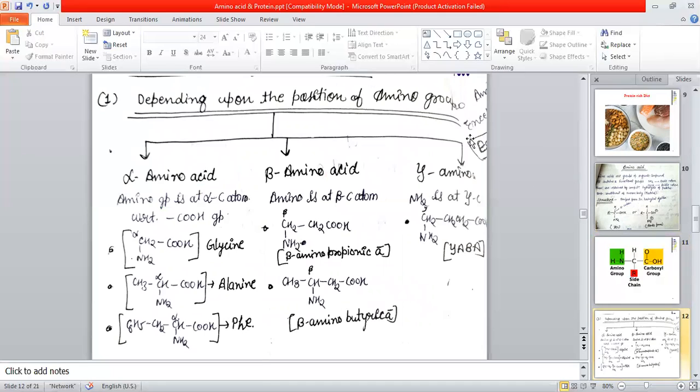Now this is the classification of amino acid based upon the amino group. Just see, as I told you in the previous classes, the carbon which is directly attached to the carboxylic acid is called alpha carbon atom. Next to this one, alpha, is beta, and this one is gamma. So when amino group is found on the alpha carbon atom, that is called alpha amino acid. When the amino group is found on the beta carbon atom, that is called beta amino acid. When amino group is found on the gamma carbon atom, it is called gamma amino acid.